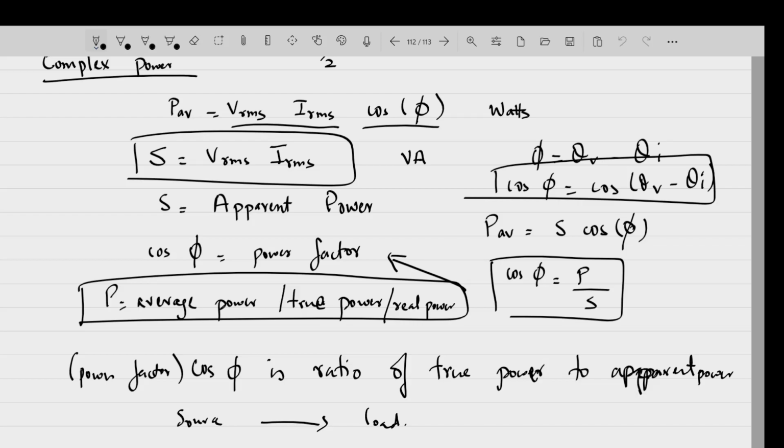So which factor helps us in determining what amount of power is being consumed? It is the power factor. So power factor actually quantifies your system. It actually gives a quality check about how efficient your system is.